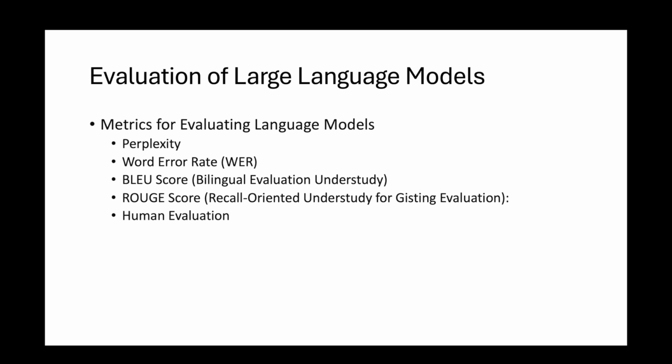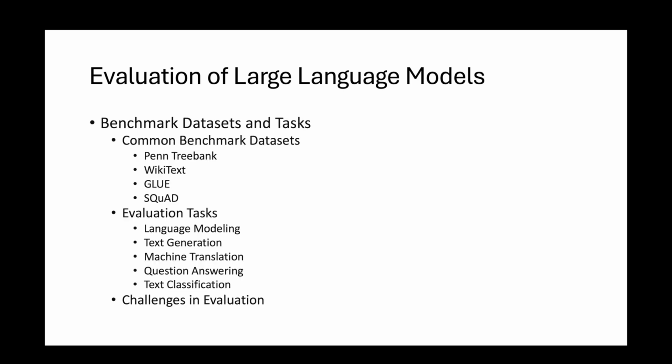Human evaluation. Human evaluation involves assessing the quality of language model outputs through subjective judgments by human annotators. It can provide valuable insights into aspects of language generation, such as fluency, coherence, and relevance, that may not be captured by automated metrics. Benchmark datasets and tasks.